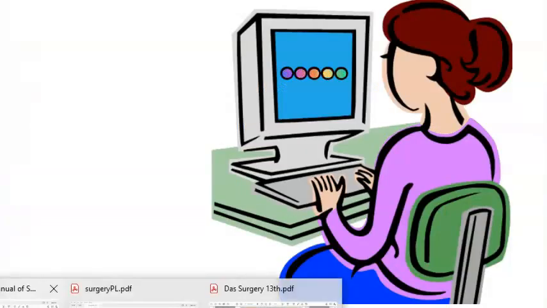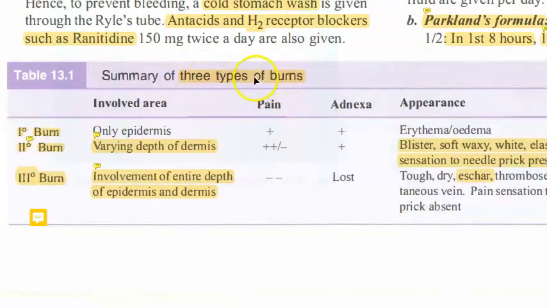Guys, there is one table here which is very important. Look at this. Degrees of burns. Okay, you have types of burns. You have seen different types of burns. There you saw electrical, chemical, thermal. What else did you see? Radiation, is it? All those burns you saw. Now we will look at degrees of burns.